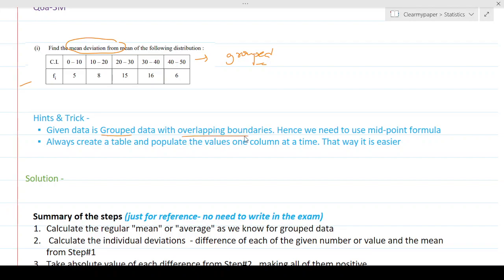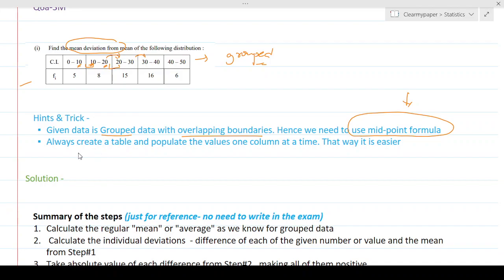They have got overlapping boundaries. That means you see this interval ends at 10, this interval starts at 10. This interval ends at 20, this starts at 20. So there is a continuity here, that's called overlapping boundaries. The boundaries overlap, and hence we will use the midpoint formula. You need to recap what I explained in the first episode for calculating mean for grouped data using the midpoint formula. So we have to apply the midpoint formula.